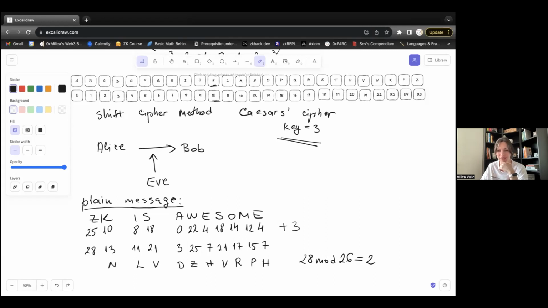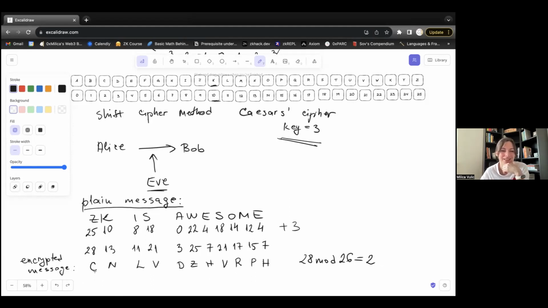So we take a look with 2. We take a look at our table and say it's C. So this is our sort of encrypted message that Eve cannot read.